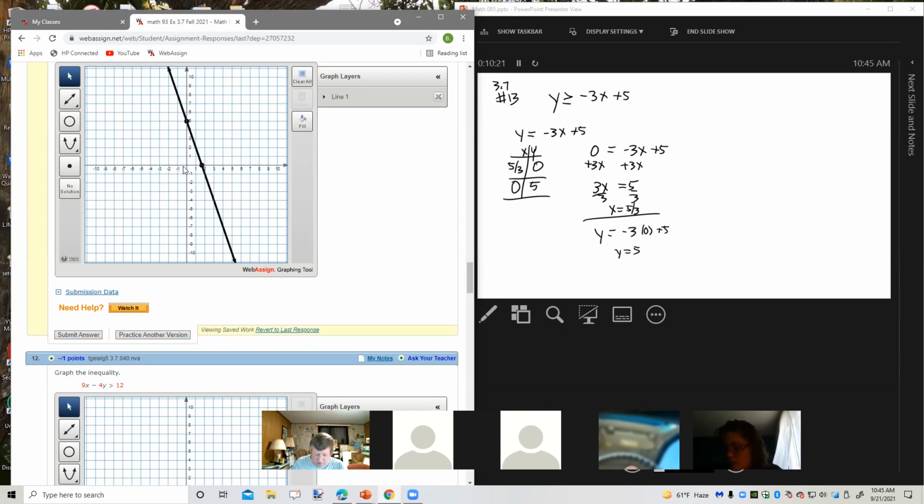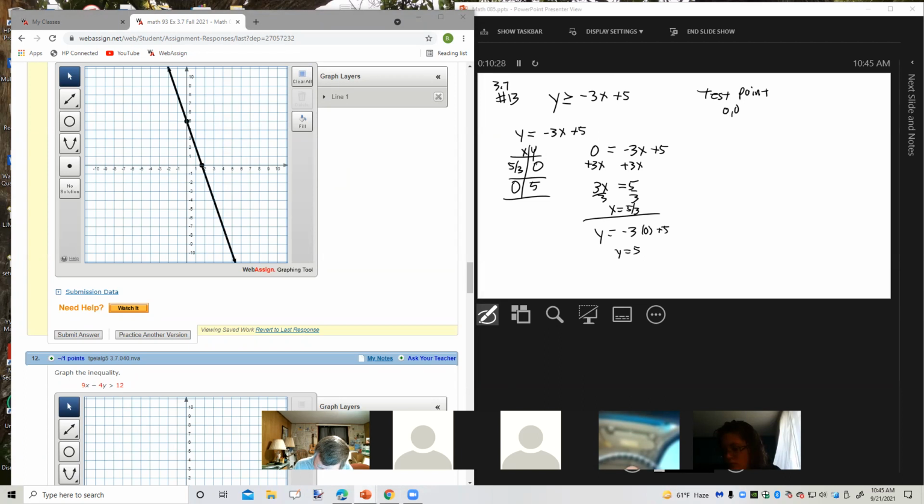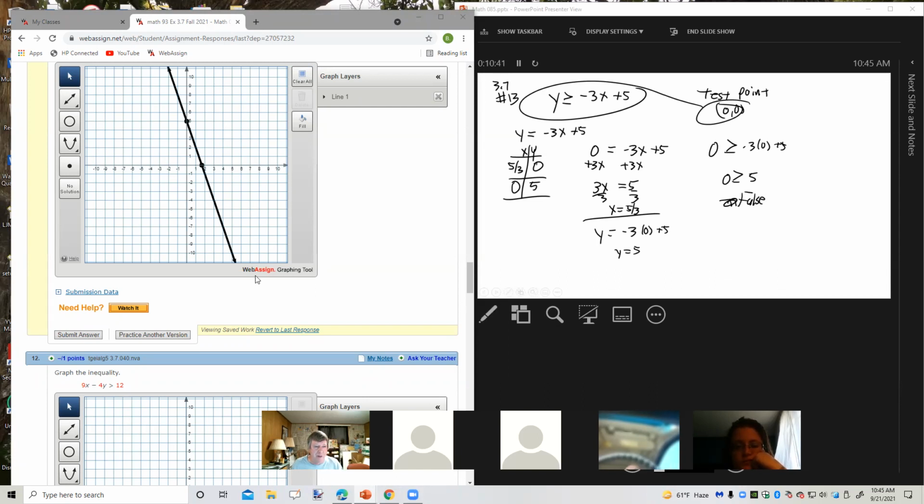I'm going to go ahead and use 0, 0 again as my test point. And I'm going to plug that back into the original inequality. I get 0 greater than or equal to 5. Whoops, this is false. 0 is not greater than or equal to 5. So 0, 0 is not in the solution set. Therefore, it's on the other side. And there's the answer to that one. Any questions on that before we go on?